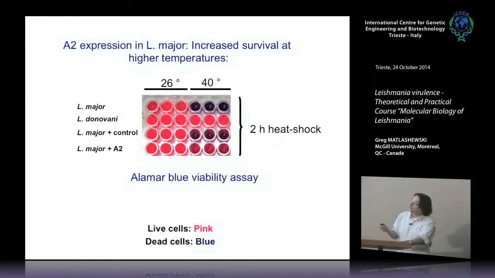If you compare to donovani, at 26 degrees, of course, it's alive. You switch it to 40 degrees, and it stays alive. So donovani can live at high temperature much better than Leishmania major. If we take the A2 gene and put it into L. major, you see you get some intermediate result here. Just by moving that gene in there, it allows the parasite to survive better at a higher temperature.